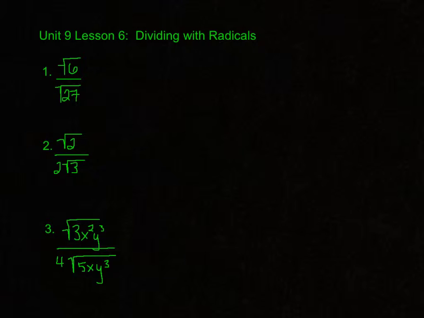So to start with, we're going to do number 1 here. And looking at number 1, we know that 27 can be the perfect square of 9, so root 9 times root 3, all over root 6. Because root 9 is a perfect square, we can keep this in the denominator. So we're going to have our 3 down here.